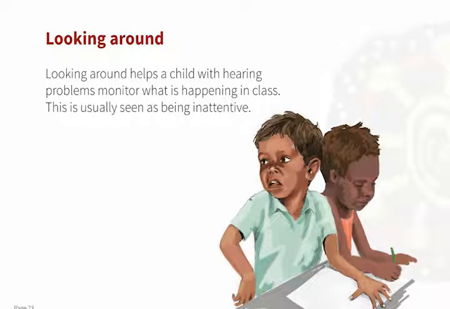Looking around, one of the things that happens often with children with these listening difficulties is that they need to visually monitor what's going on in class. So this looking around helps a child with listening problems monitor what's happening in class, but this can often be seen as inattentive. During the time I was doing my research, I was in a classroom that had a window in the door, and the door was locked during the day, so people visiting the class needed to knock on the door and be let in by one of the students.